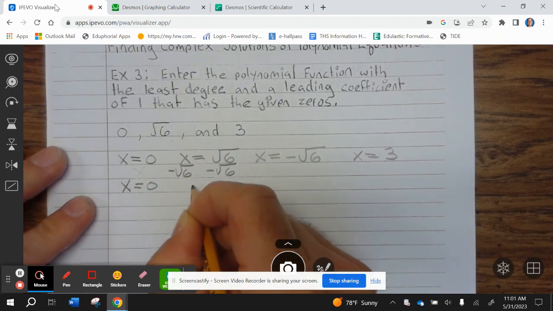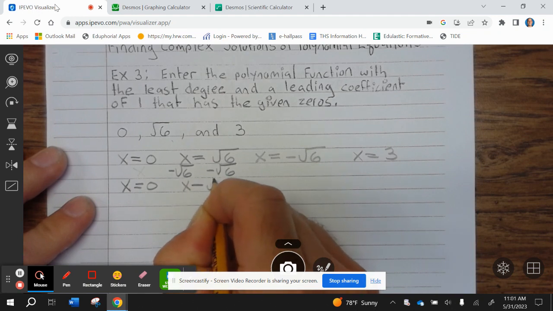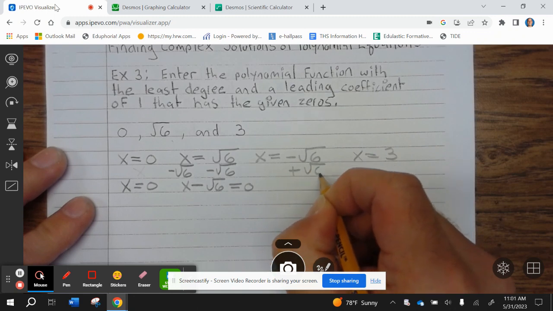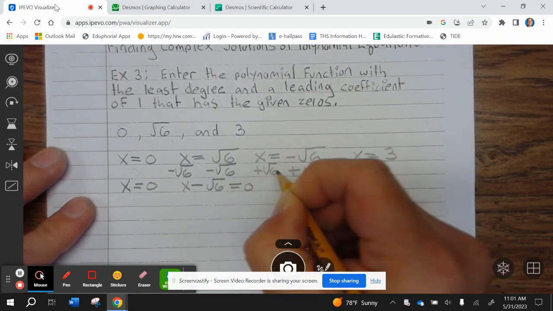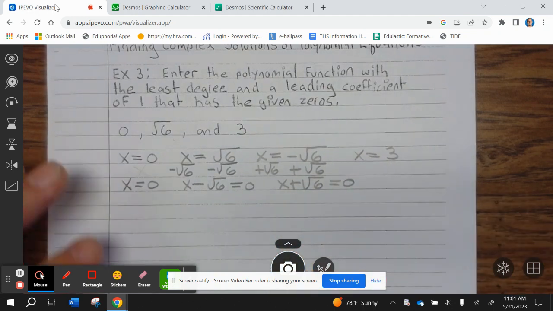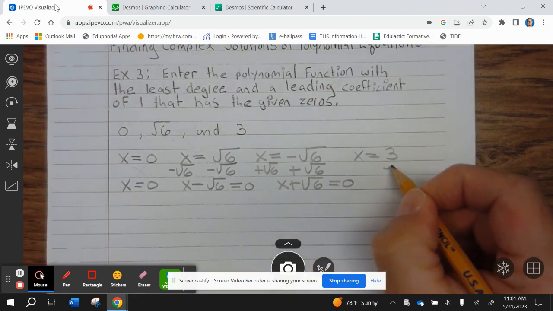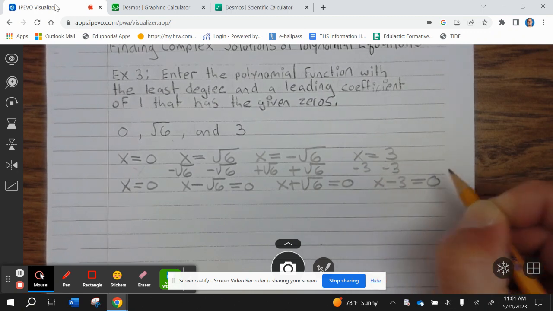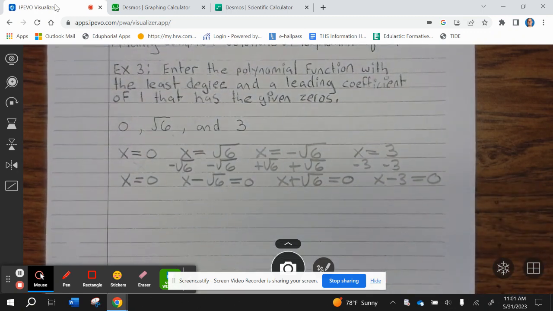This is x equals 0. Now this becomes x minus square root of 6 equal to 0. Here we're going to add square root of 6 to both sides, so then you have x plus square root of 6 equal to 0. And then we're going to subtract 3 from both sides, so we have x minus 3 equal to 0. So now they're all equal to 0.